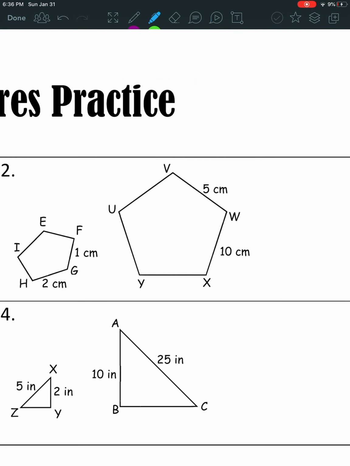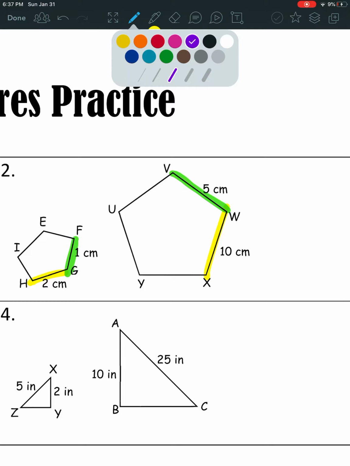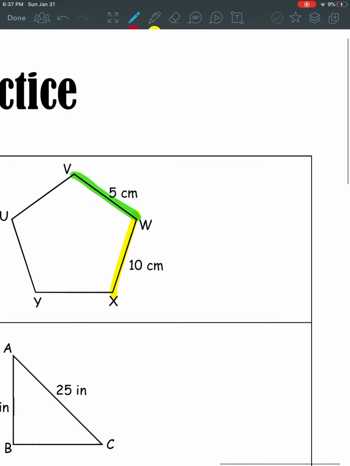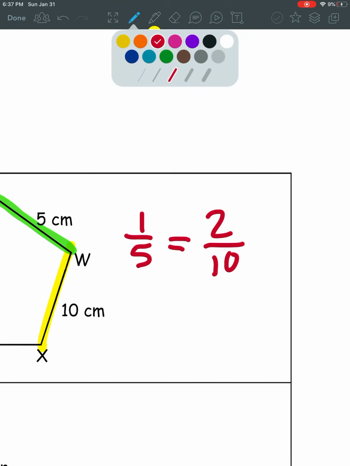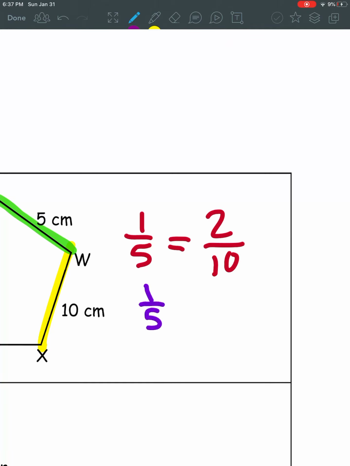At this time, pause the video and do numbers 2 and 4 and see if you can get those two correct. Notice that this one spun, so the corresponding sides are 1 and 5, and then the other set is 2 and 10. So you'll set up a proportion, 1 over 5. Does that equal 2 over 10?